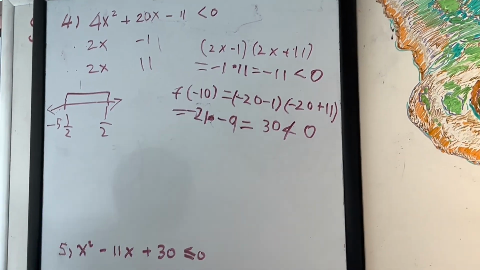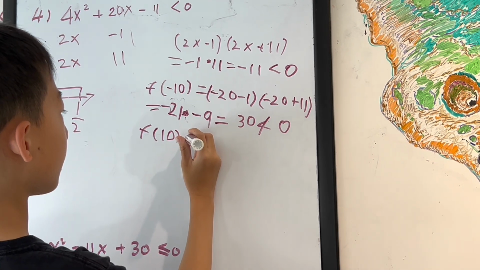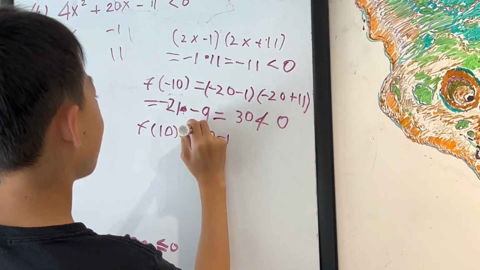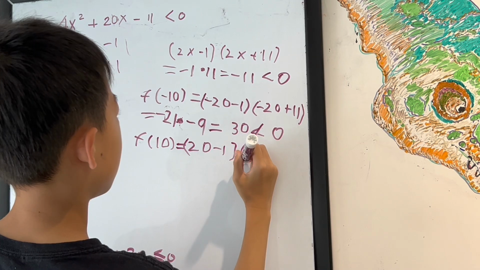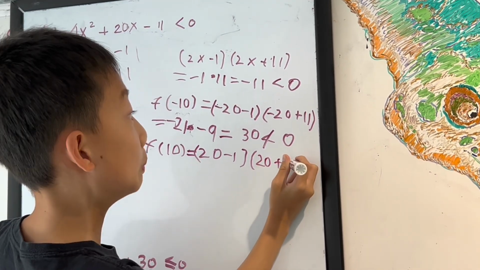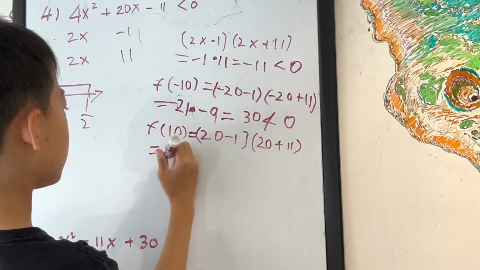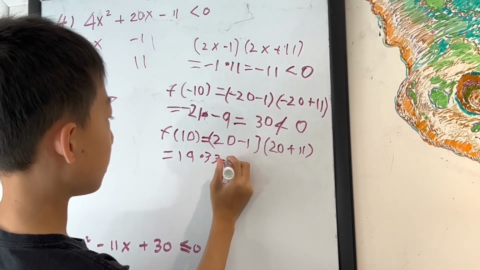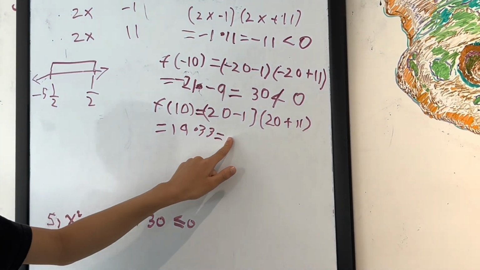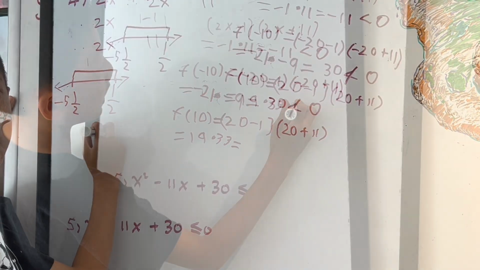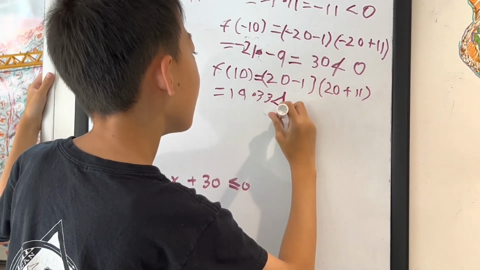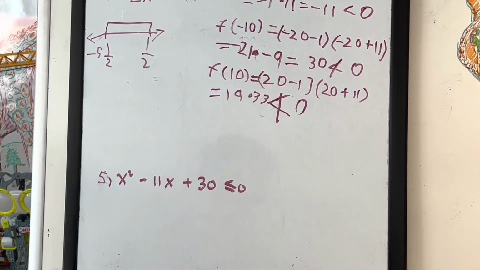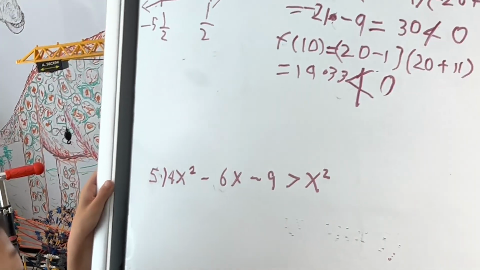So we're going to try 10. f(10) equals 20 minus 1 and 20 plus 11, equals 19 times 31, equals, I'm going to slide over to do that, much bigger than 0. So definitely not less than 0, no doubt about it.